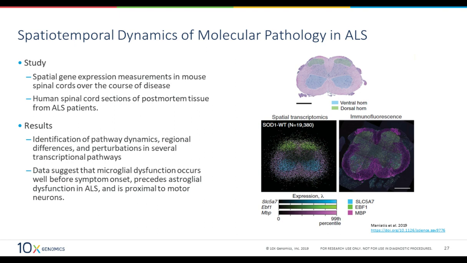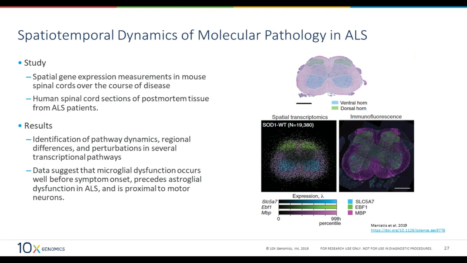In 2019, a study looked at ALS. They looked at mouse spinal cords over the course of a disease model of ALS, and correlated that to human spinal cords post-mortem from actual ALS patients. What they wanted to know is whether there is something interesting about the interaction of these cells pre and post-ALS onset of symptoms.